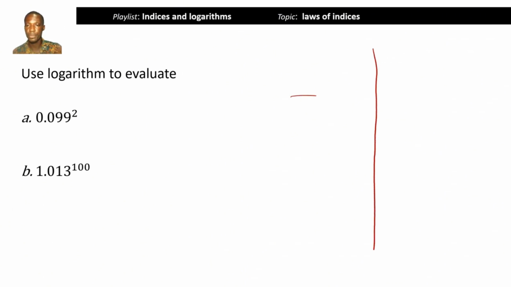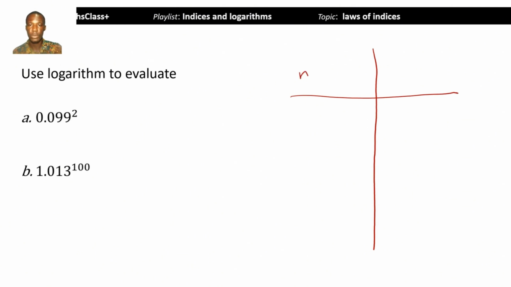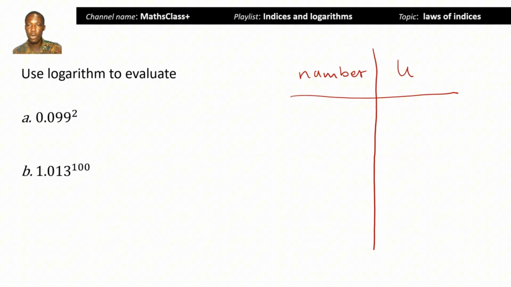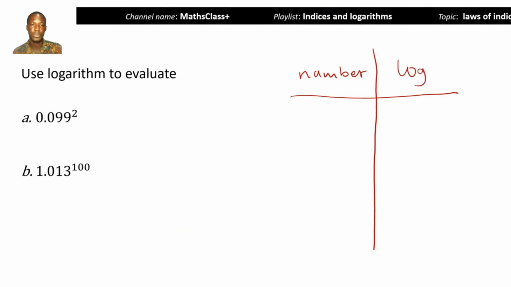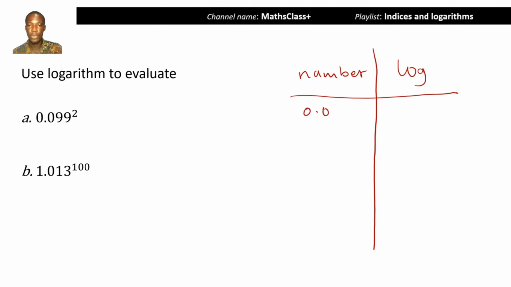Use logarithm to evaluate these values. Okay. So we start with the first one. I'm going to create my table. So the original number and its log value. So I have 0.099.